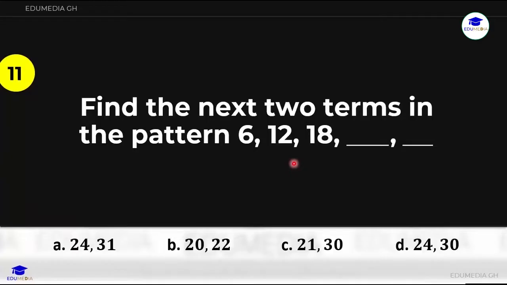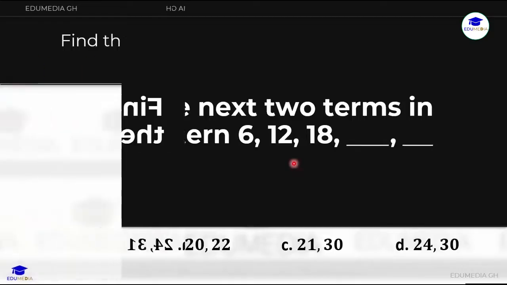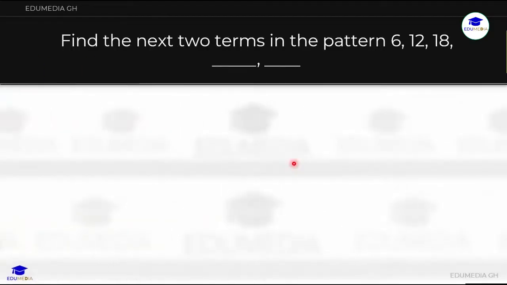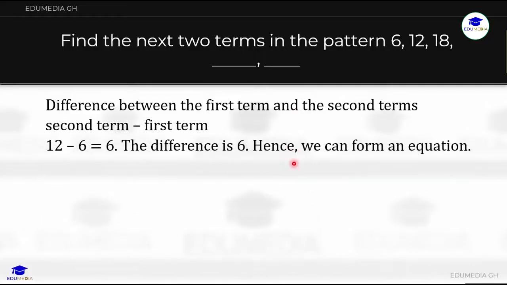Question number 11. Find the next two terms in the pattern 6, 12, 18. To find the next term in this pattern, first we need to know the difference between the first term and the second term, or we have to know two terms following each other. So to do that, we take the second term and subtract the first term from it. Doing that, we have 12 minus 6, or you can take 18 minus 12. The difference is 6.